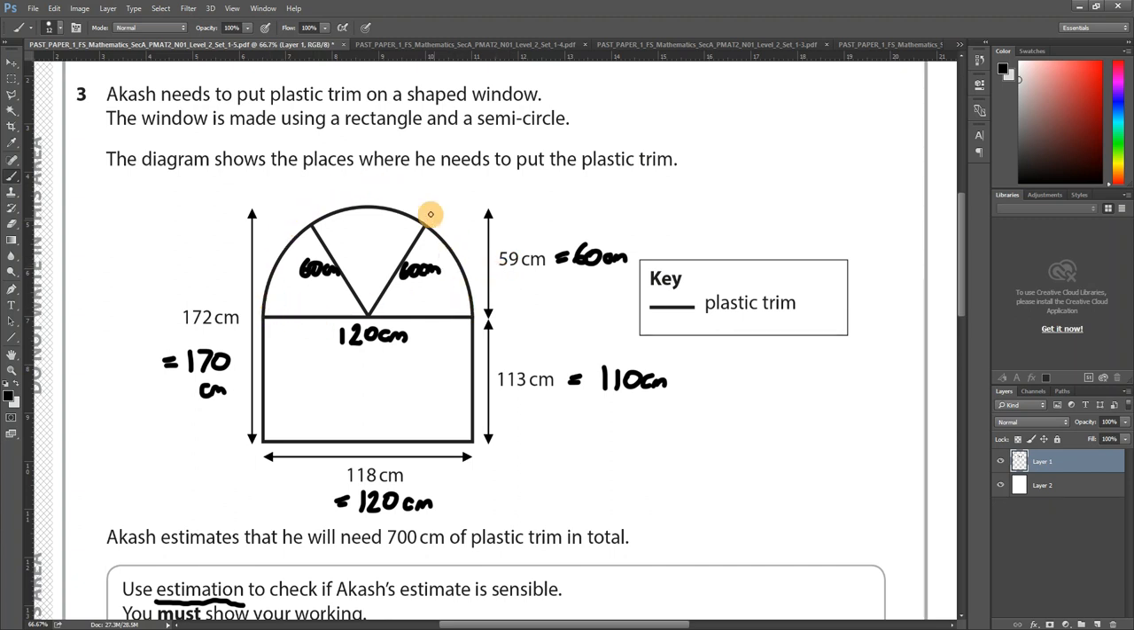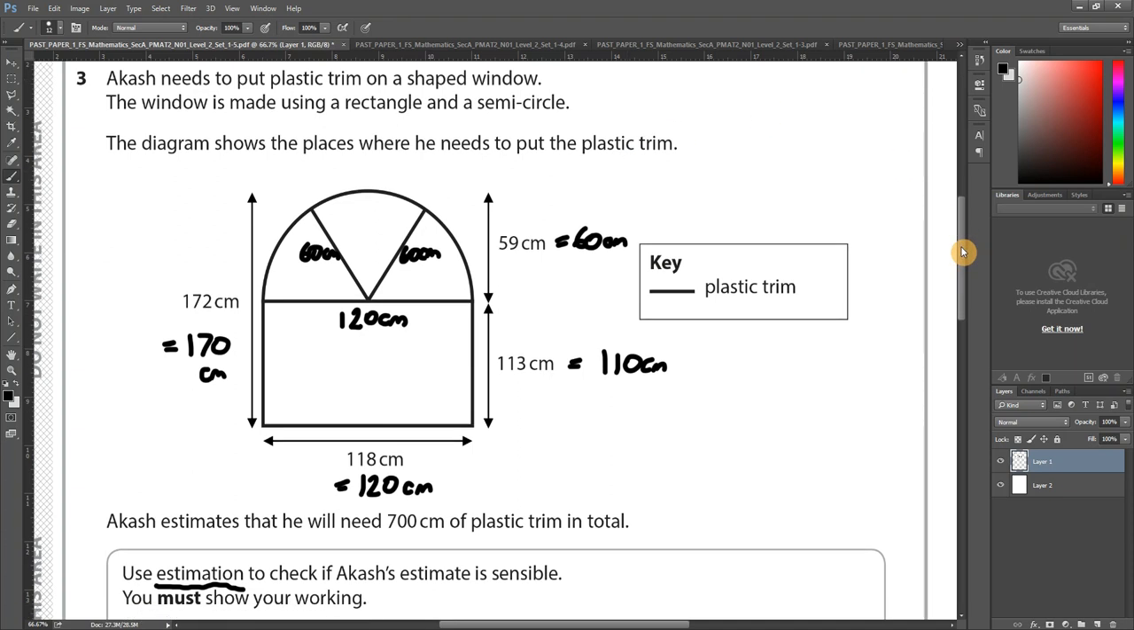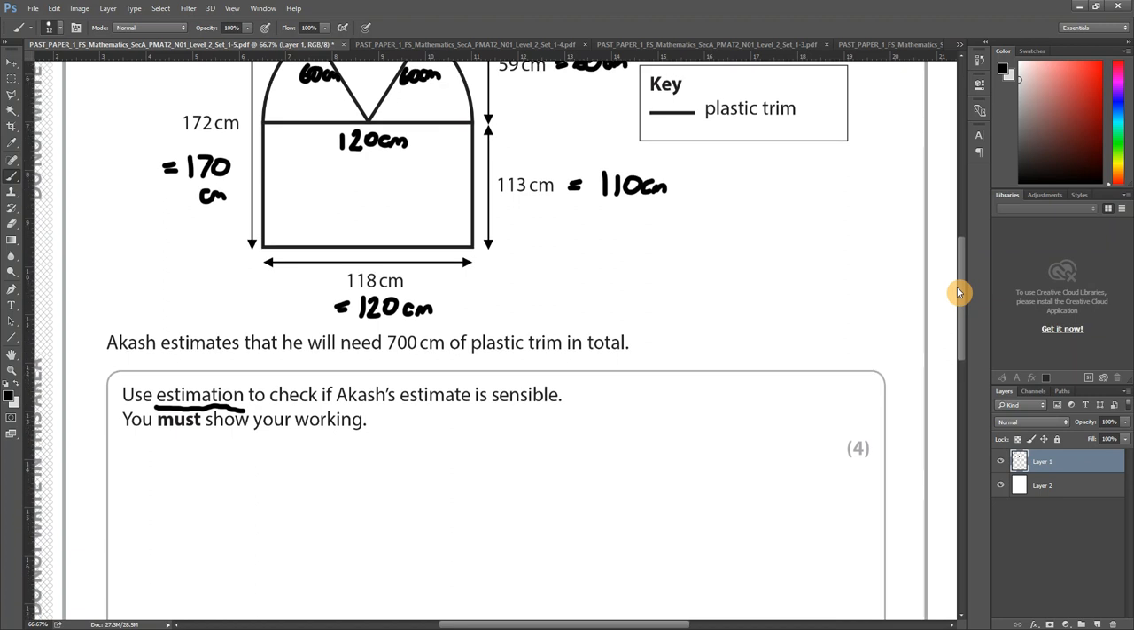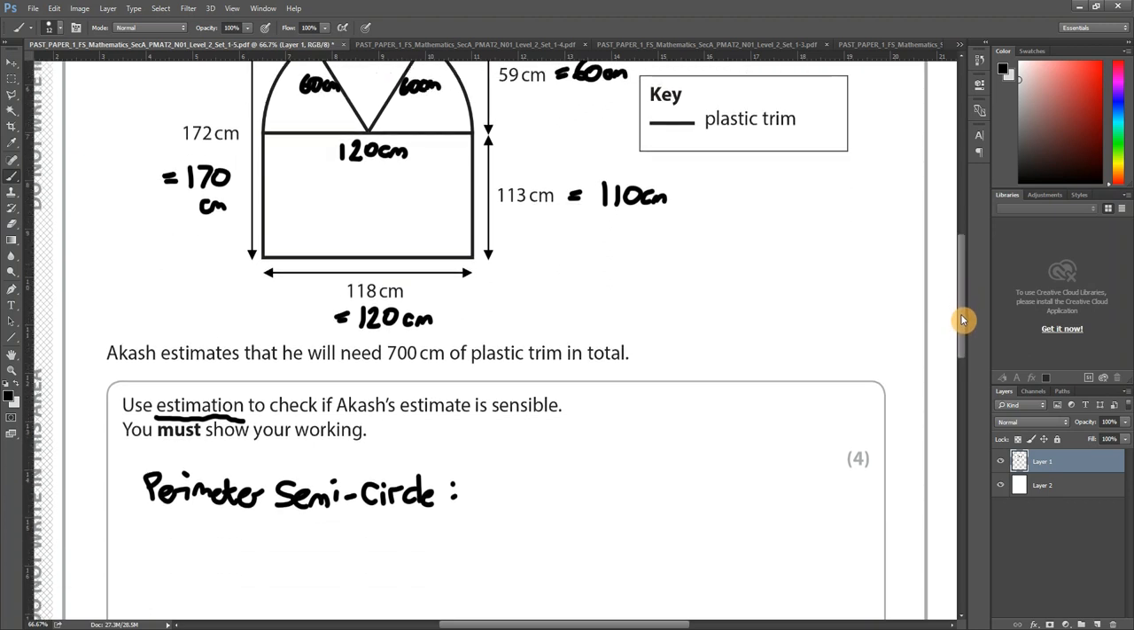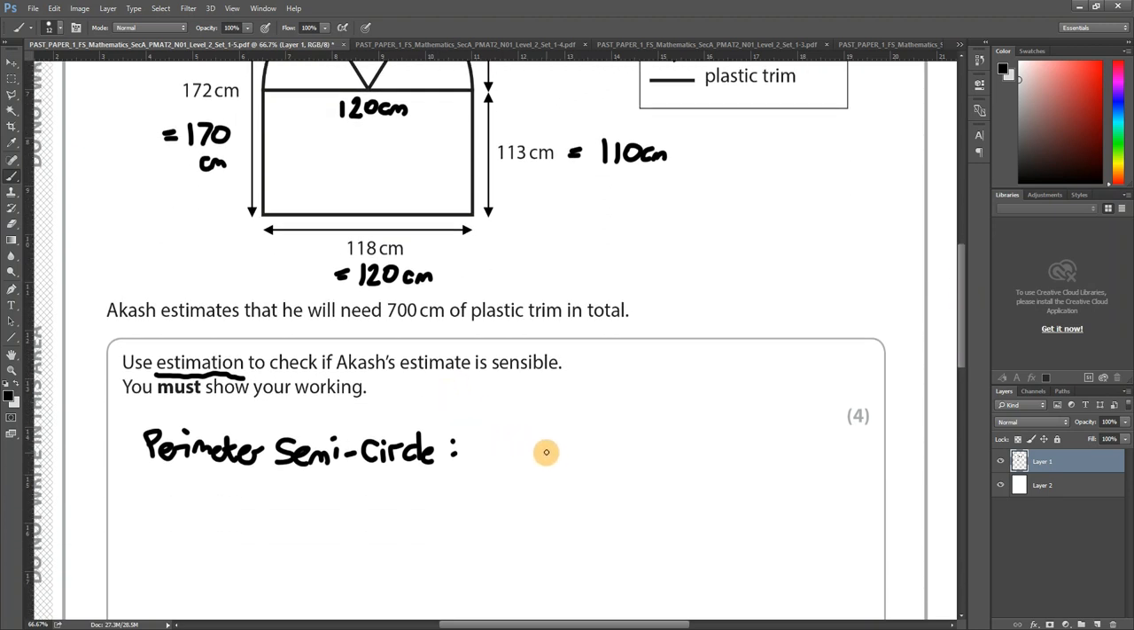We might need to work out the semicircle as well, which we'll do. In fact, let's do that first. So let's do the perimeter of semicircle. So I'm going to need the outside edge of the semicircle. So if you imagine, if it's like a full circle, you would do circumference equals pi times the diameter. But we've got half a circle, or a semicircle, so we're going to have to halve that.